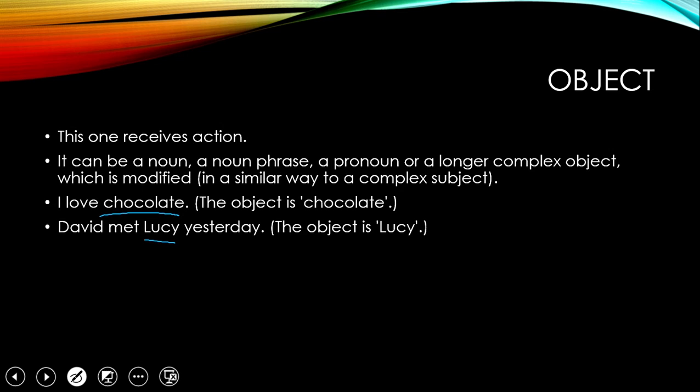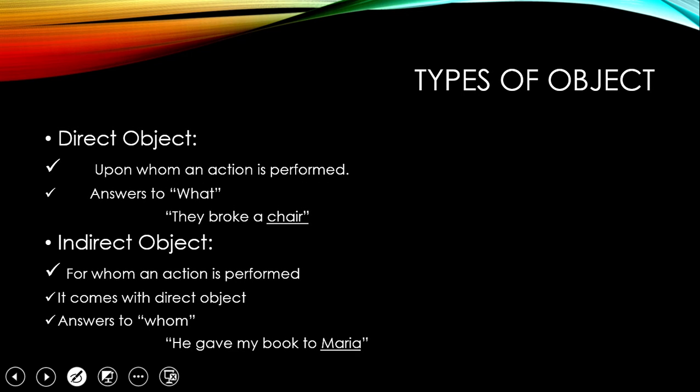Now object can be of two types, that can be direct object and indirect object. When I say direct object, it means it is that type of object upon whom an action is performed. And it answers to what? For example, if I say what did they break? And I get the answer that they broke a chair. So it gives me the answer of what? So a chair would be direct object. Got it?